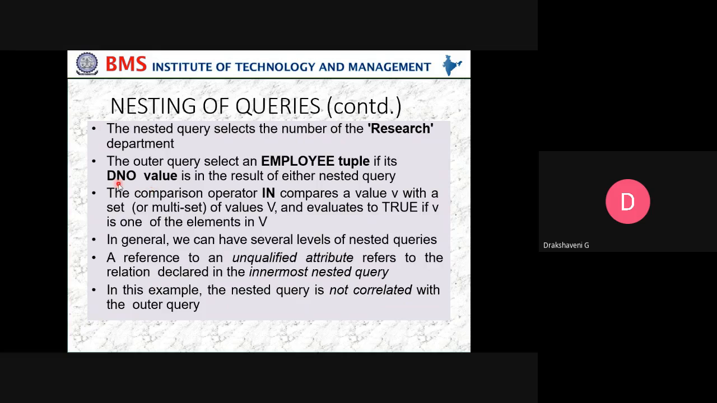If its D number value is in the result of the nested query, the comparison operator IN compares a value v with a set or a multi-set of values V and evaluates to true if v is one of the elements in V. In general, we can have several levels of nested queries. A reference to an unqualified attribute refers to the relation declared in the innermost nested query. In this example, the nested query is not correlated with the outer query.